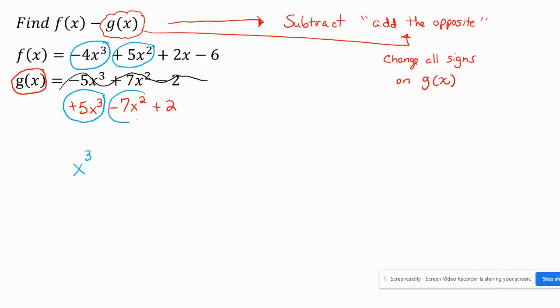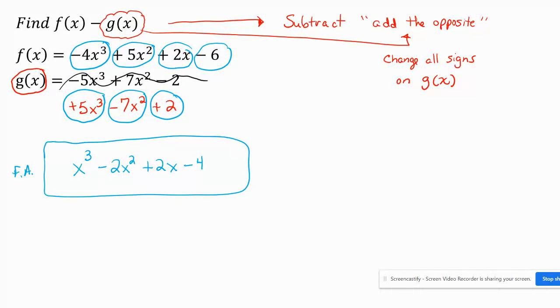5x squared with negative 7x squared is negative 2x squared. And then we have just the 2x. And then in the back we have negative 6 plus 2. That would be a negative 4. And that's our final answer.